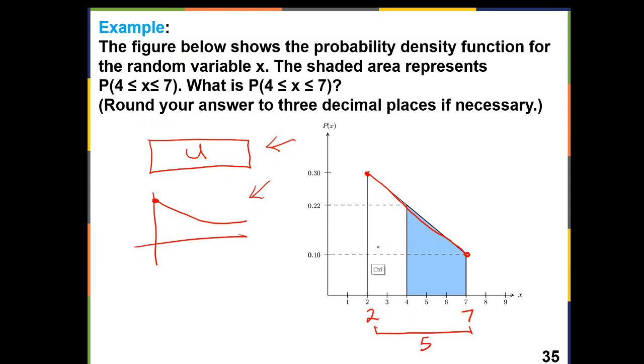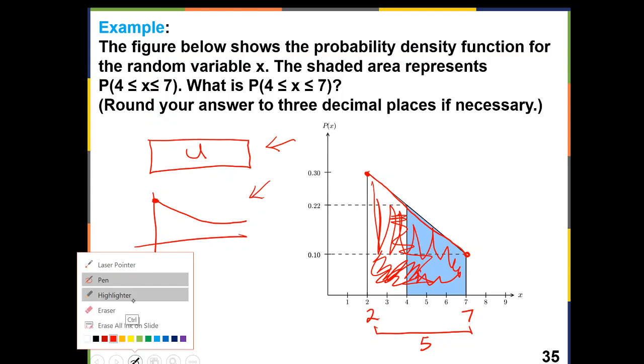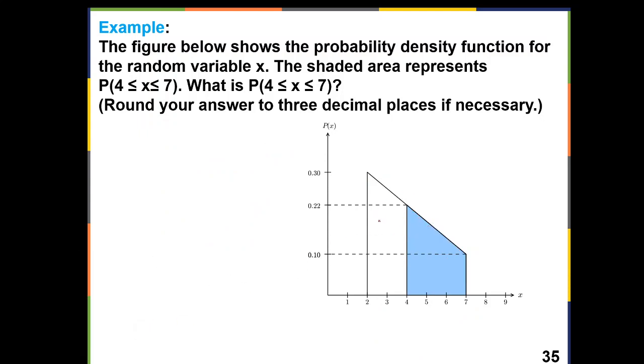Now, what should the height be so that the area of this whole thing under the ceiling has to be 1? That height is actually 0.3. If you use geometry and find the area of this whole thing, you would get 1. Now we know this whole area is 1, so the probability that x is between 4 and 7 would be this area. This area is a rectangle and a triangle, so we can find them and add them.